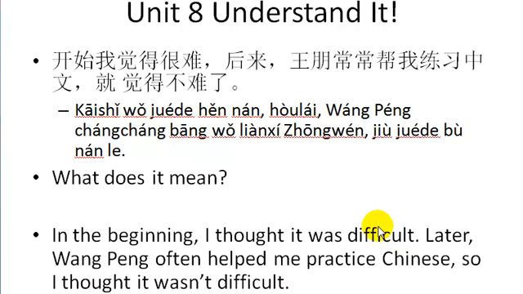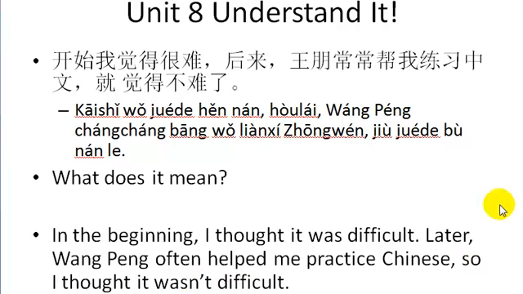Okay, so look here. In the beginning, I thought it was difficult. That's only speaking Chinese in the class was difficult. Later, Wang Peng often helped me practice Chinese, so I thought it wasn't difficult. Okay, so here 就 has the same meaning as so. Later, Wang Peng often helped me, so I thought it wasn't difficult.